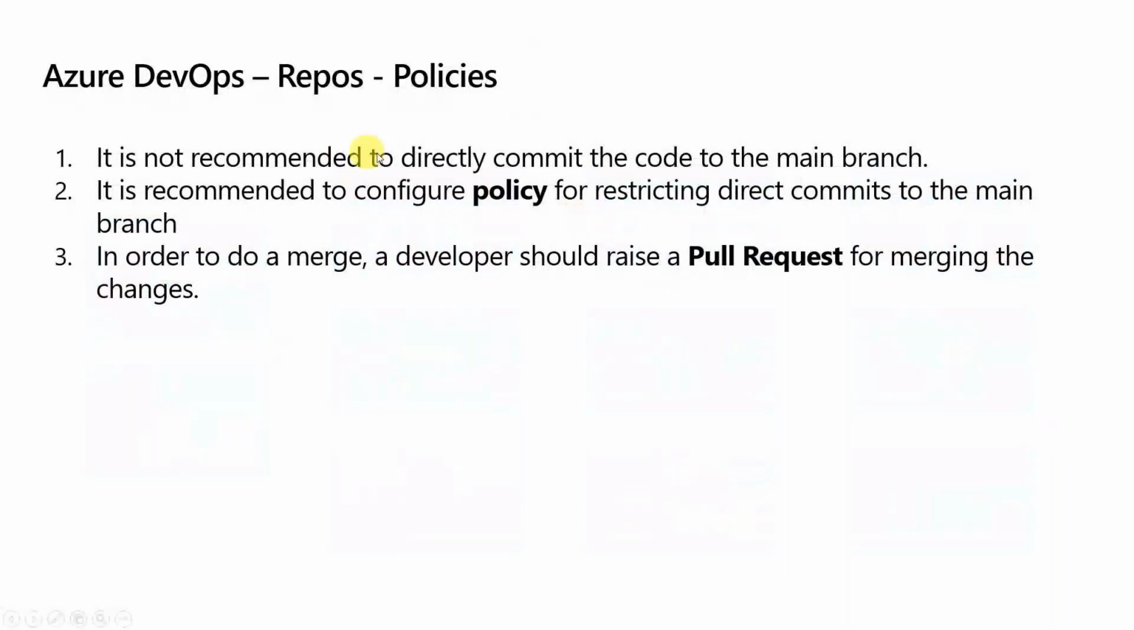So it's not recommended to directly commit the code in the main branch, not just main branch, but a release branch, develop branch, all those core branches. So how do we restrict? With the help of branch policy. Now when you do that, developers may want to merge the code into main branches. So in order to do that, they'll have to raise a pull request for merging their changes. Once the code is merged, this pull request also facilitates deleting that feature branch. All that is inbuilt.